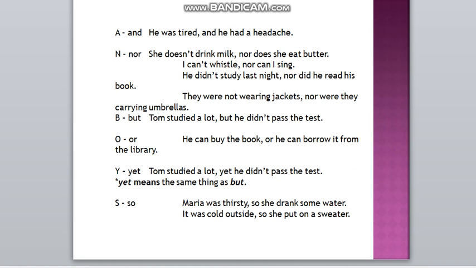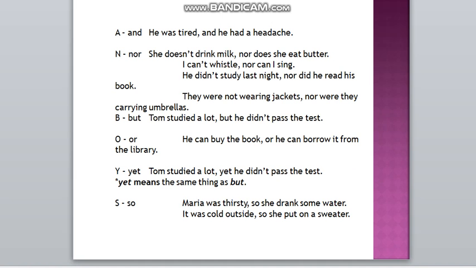Now the example with but. Tom studied a lot, comma, but he didn't pass the test. Or: he can buy the book or he can borrow it from the library. Yet. Tom studied a lot, yet he didn't pass the test. Yet means the same thing as but. Now next is so. Maria was thirsty, so she drank some water. It was cold outside, so she put on a sweater.